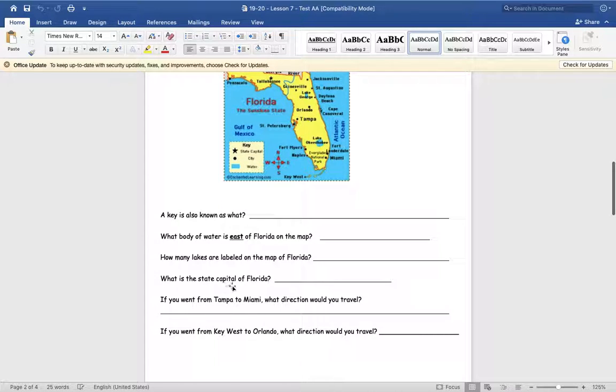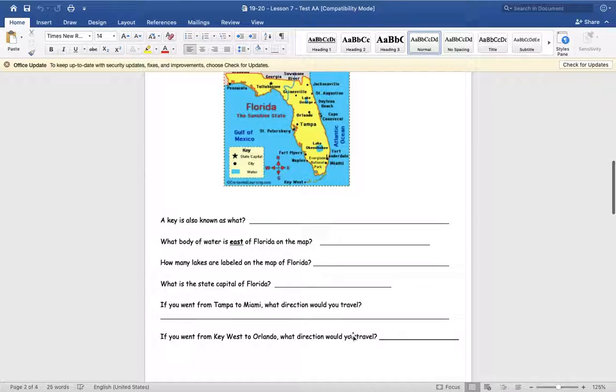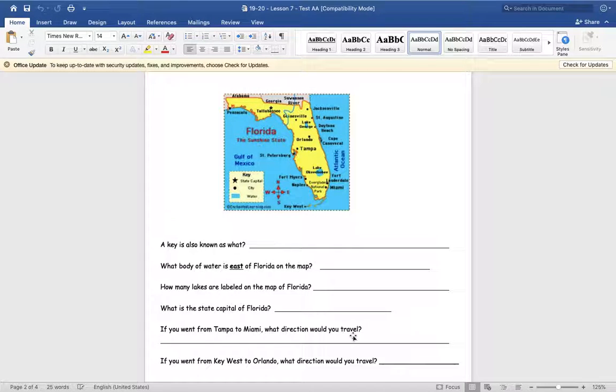What is the state capital of Florida? If you went from Tampa to Miami, what direction would you travel? If you went from Key West to Orlando, what direction would you travel? Please double check your work and then move on.